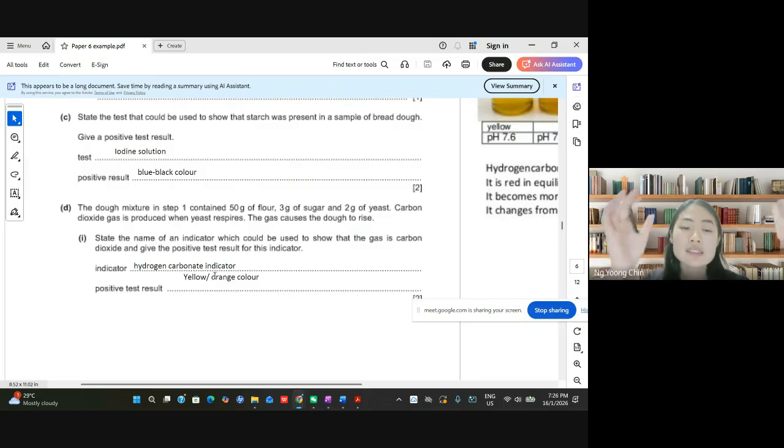So the hydrogen carbonate indicator has a range of colors from pink to yellow or orange. If the hydrogen carbonate indicator shows pink, that means the solution itself is acidic or alkaline.